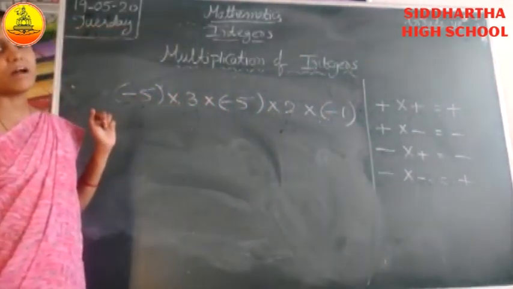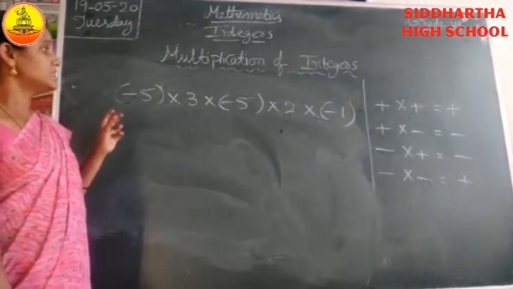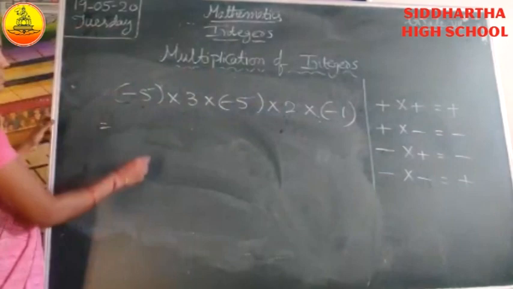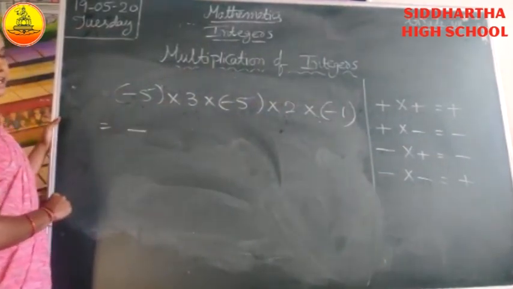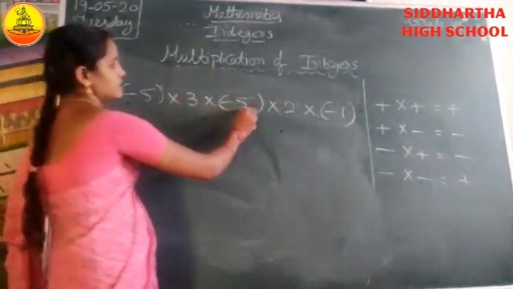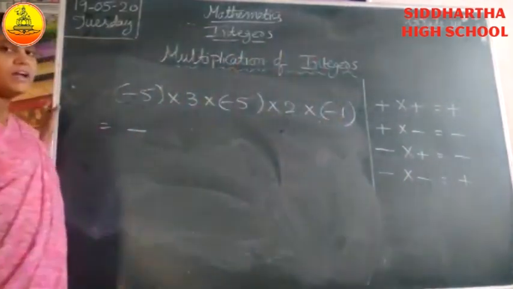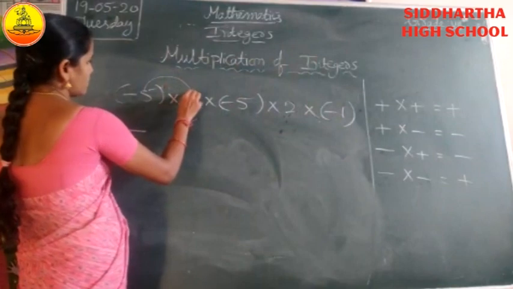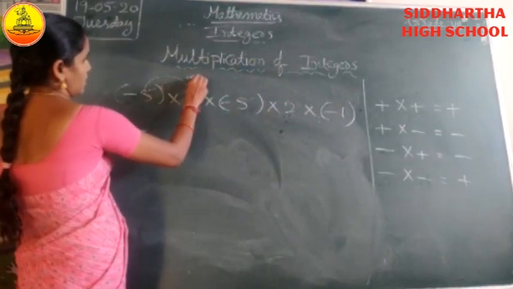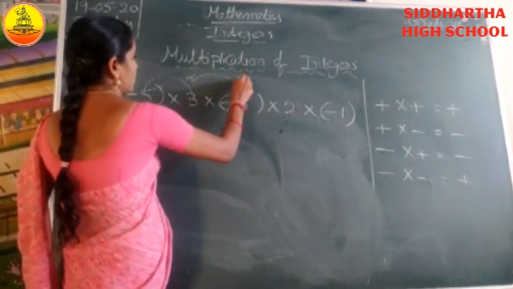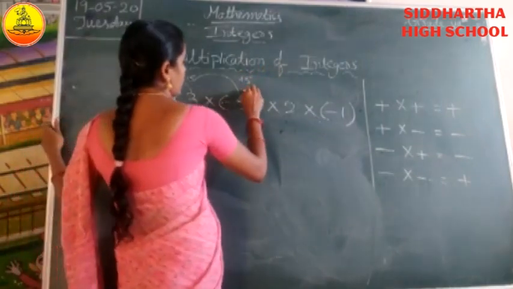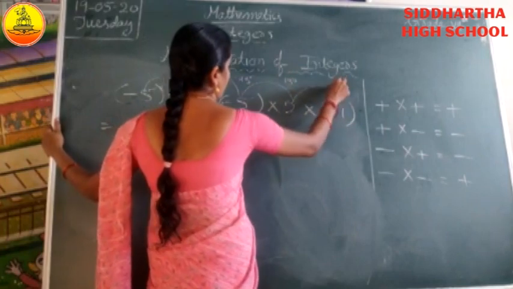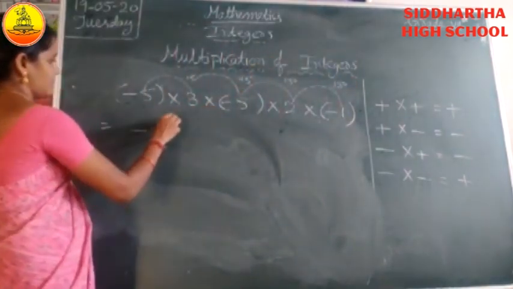Is 3 an even number or an odd number? Odd number. That means whenever an odd number of negative integers are there, the result will be negative. So here an odd number of negative integers are there, so the result will be negative. Now we multiply the numbers. 5 into 3, 15. 15 into 5, 75. 75 into 2, 150. 150 into 1, 150.